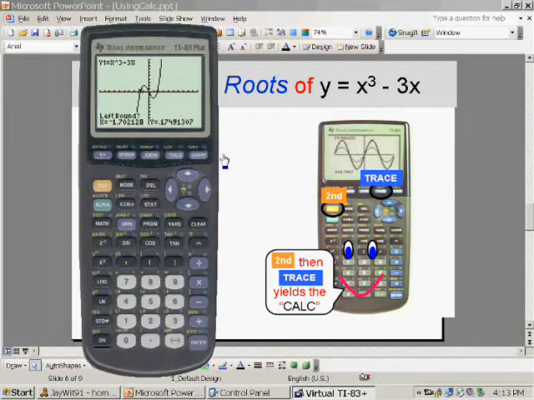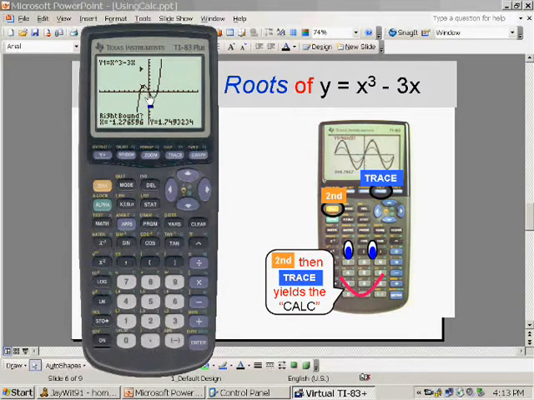And it asks me for a left bound of what I want to find. In this case, my cursor is right here. I better move a little bit to the right, so that I want to find this one right here. So I want to be to the left of that. So here I am to the left of that, and I'll hit enter. Now it wants a right bound. Notice, by the way, it put up the little left wall.